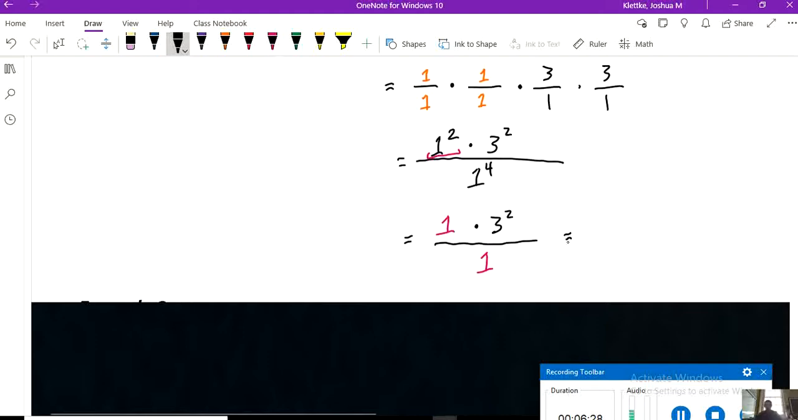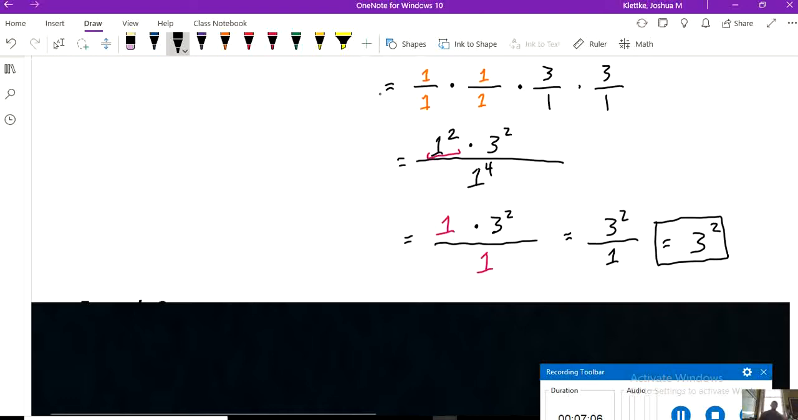Now I'm going to go off to the side here. 1 times 3 to the second, or 1 times anything, is just whatever the other thing was. So this is just 3 to the second. Now here on the bottom, this is still 1. But think about this. This fraction bar means division. 3 to the second divided by 1, anything divided by 1 is just itself. So my final answer is 3 to the second.